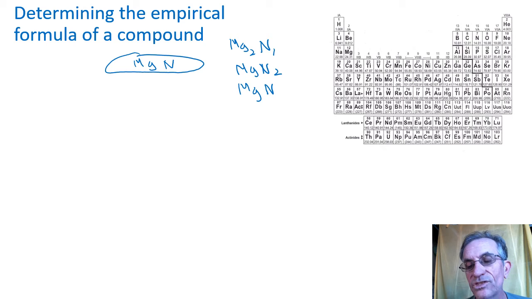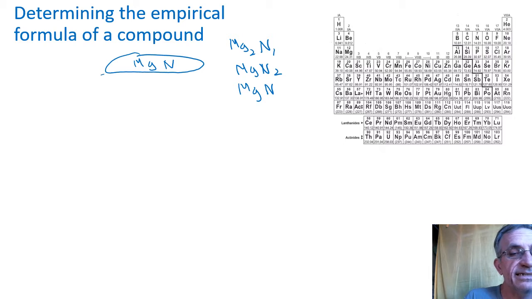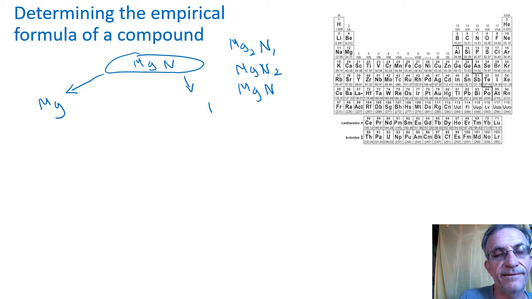To do that, you would take this compound and break it apart. You would put all the magnesium in one spot, and all the nitrogen in the other spot. There are lots of ways of doing this. I'm not going to get into all of them, but that's the basic idea. We'll separate the two elements from each other, sticking all the magnesium in one spot and all the nitrogen in another.